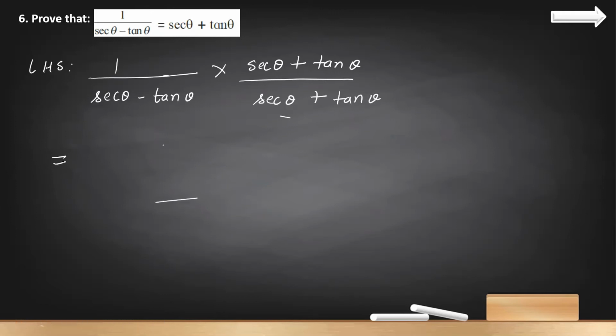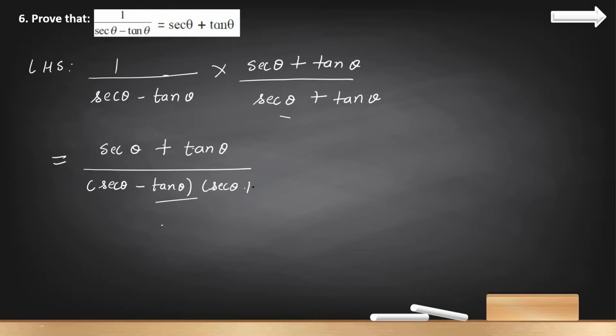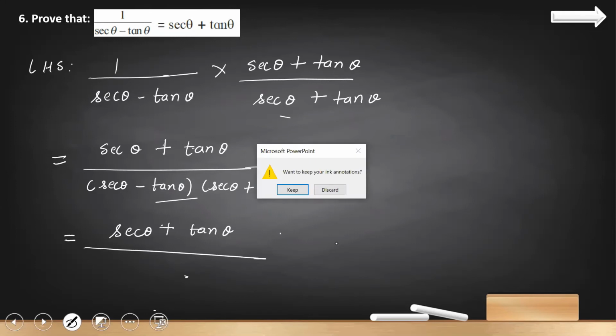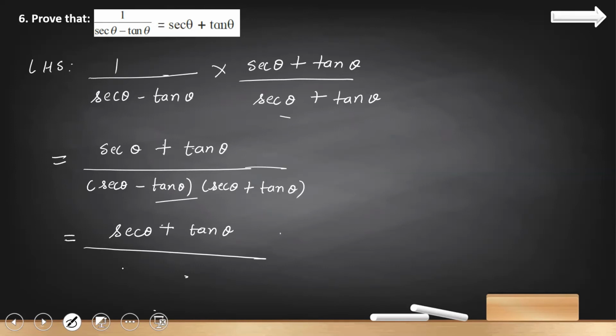So this becomes sec theta plus tan theta the whole upon sec theta minus tan theta into sec theta plus tan theta. Now this is in the format of a minus b, a plus b, so that's going to be a square minus b square. So this is equal to sec theta plus tan theta the whole upon sec square theta minus tan square theta.